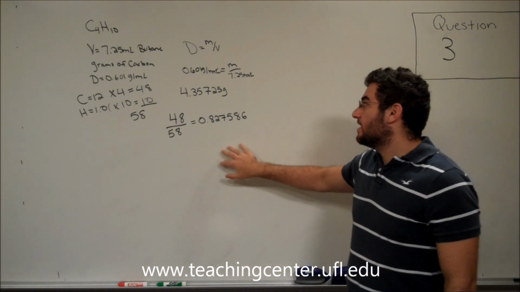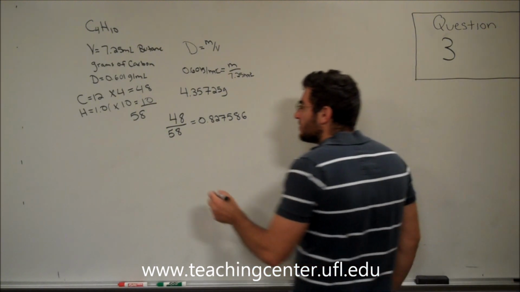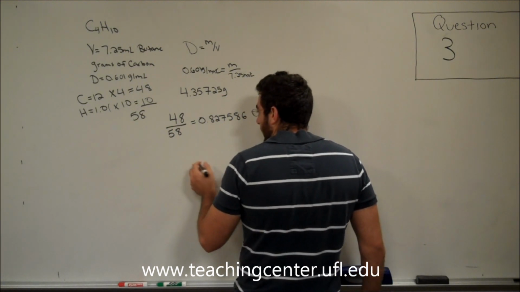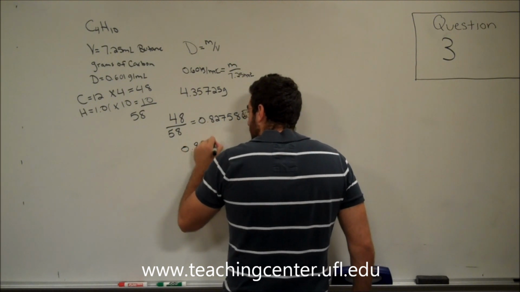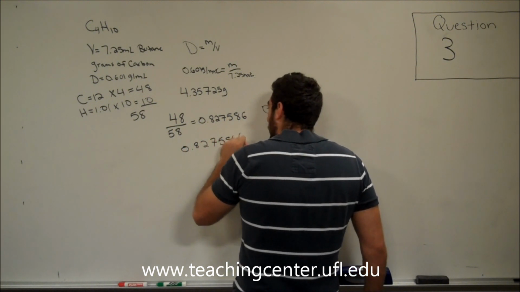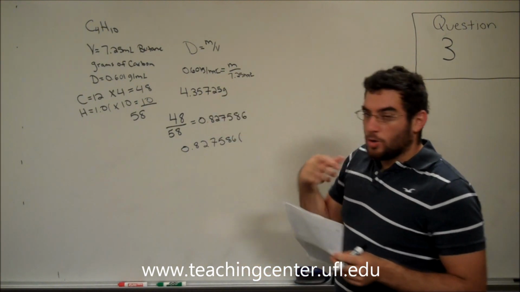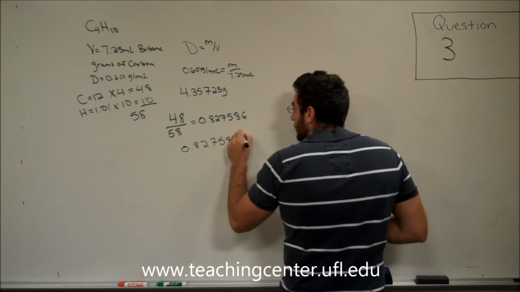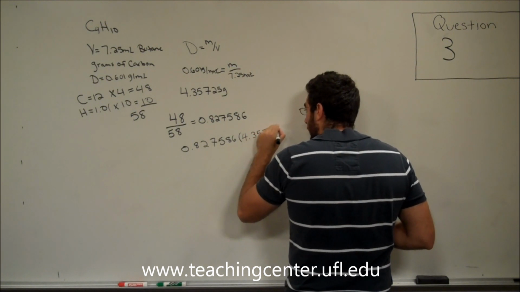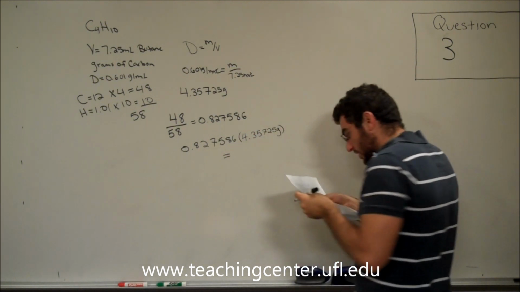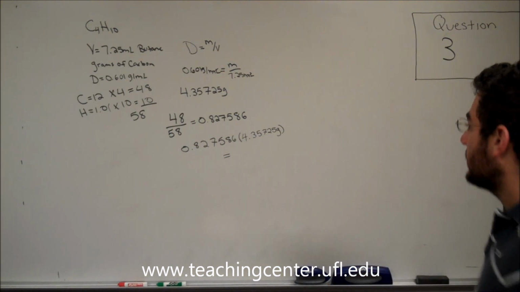But I don't want to put it into a percentage because now we have to multiply it by the total grams. So we know that 82.7586% is carbon. So we're going to do 0.827586 and multiply it by the total grams, because when we multiplied the density by the volume, it gave us the total grams of butane as lighter fluid. So we're going to multiply by 4.35725 grams, which gives us 3.60 grams of carbon. And that's answer choice number 4.